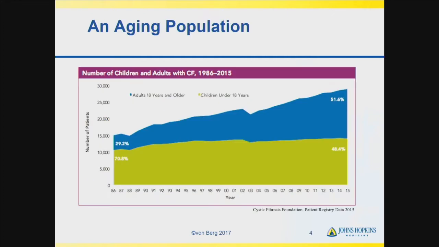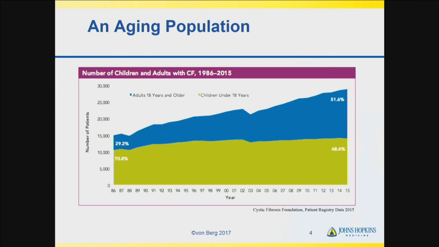This is one of my favorite graphs for looking at how far we've come with CF care. See if the pointer works. There. So up and down on the left side, you see how many thousands of people are living with CF, and across the bottom is the year. So back in 1986, there were about 10,000 people under the age of 18. The green represents people under the age of 18. The blue is people over the age of 18. So a lot more kids than adults back in 1986.